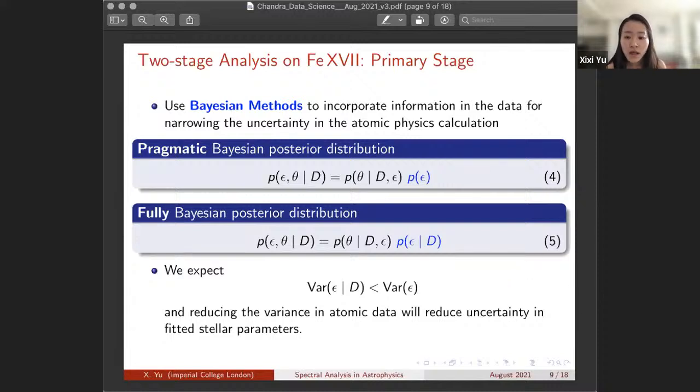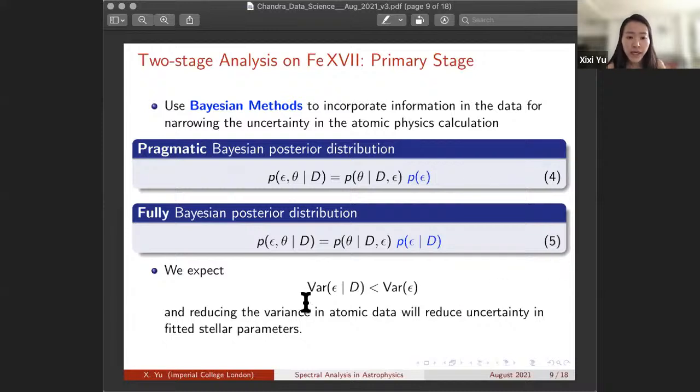And then in contrast to the pragmatic Bayesian model, the fully Bayesian method incorporates the information in the observed photon counts to learn about the emissivity. So the fully Bayesian joint posterior distribution can be expressed in equation 5.